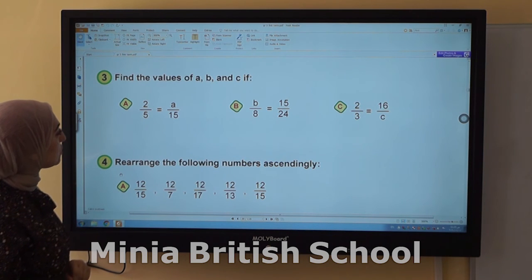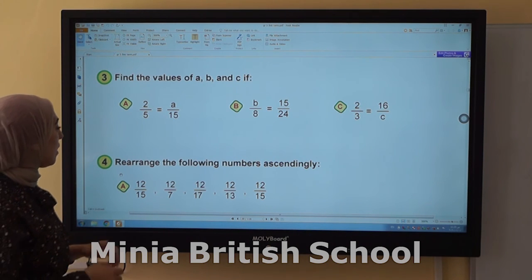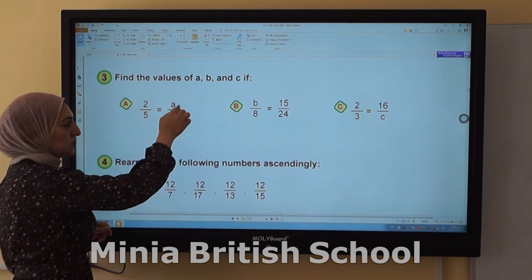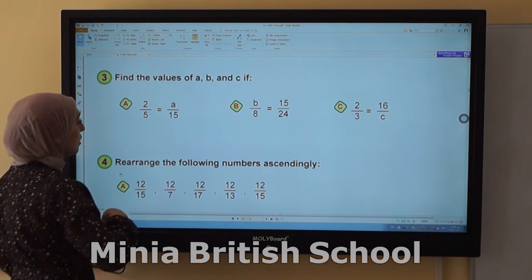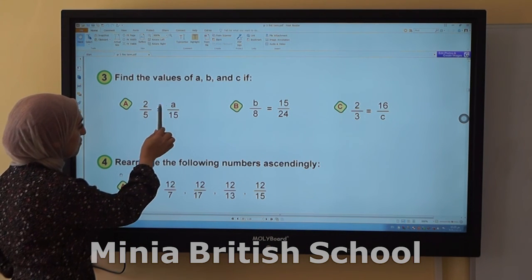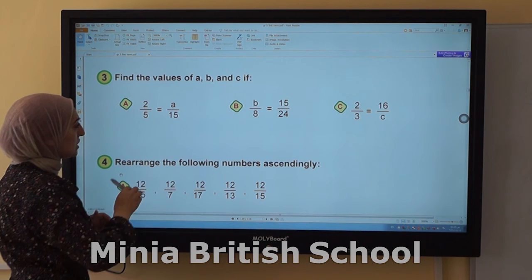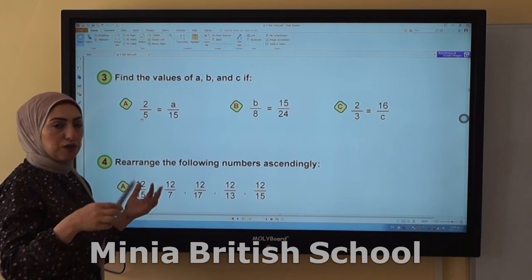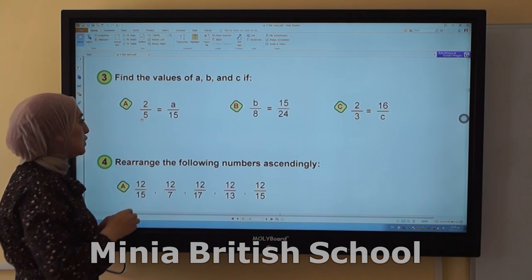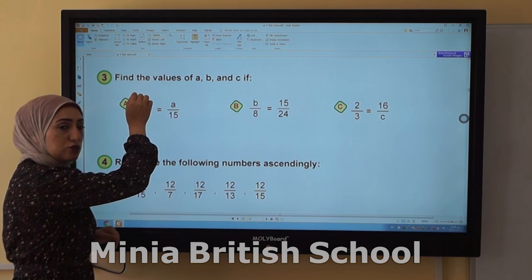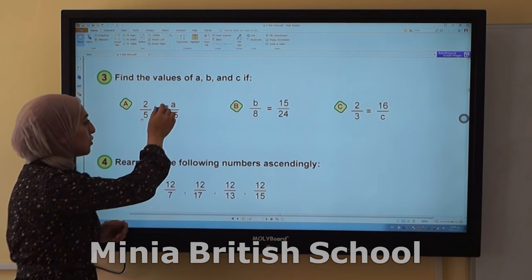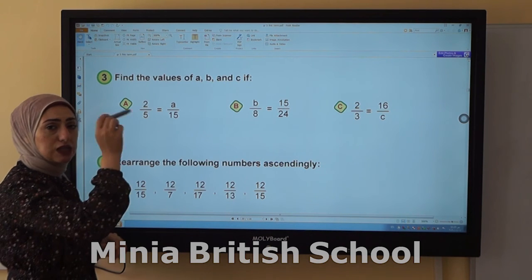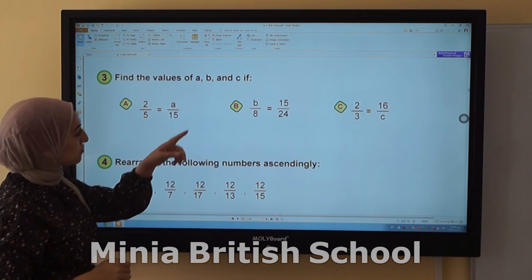Here, find the value of A, B, and C. A is the unknown number for me now. I see 5 and 15. 5 becomes 15 by multiplying by 3, so I multiply 2 by 3 also, so it will be 6. So 2 over 5 equals 6 over 15.